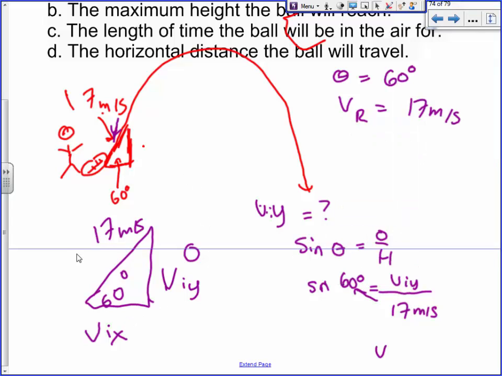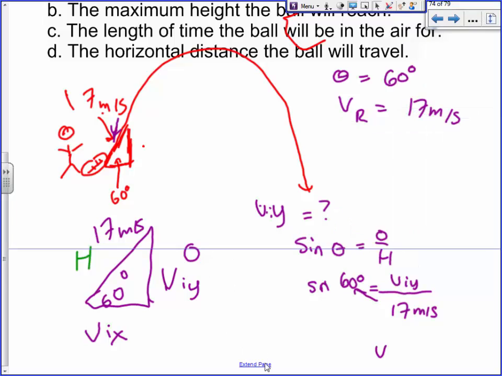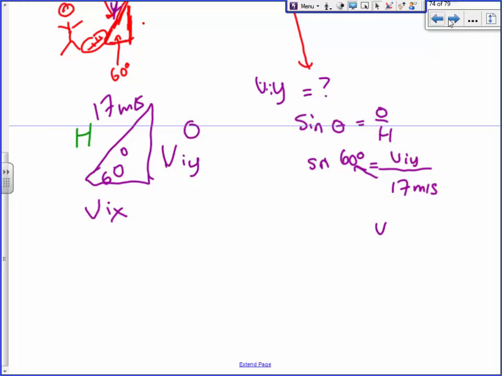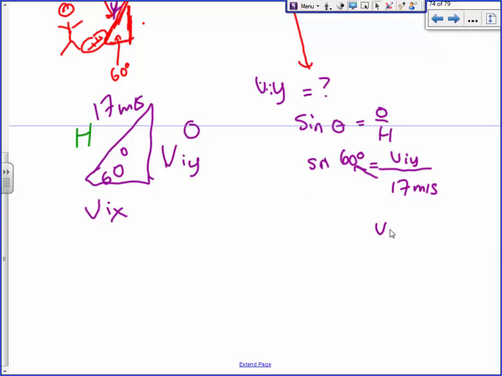And then this right here would be the hypotenuse. Here's going to help me out because I am having a hard time being able to write here. What's 17 times sine 60? 14.7. And you're going to save all those numbers, right? So 14.72 meters per second.